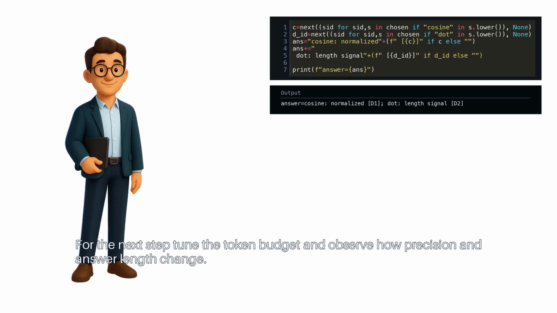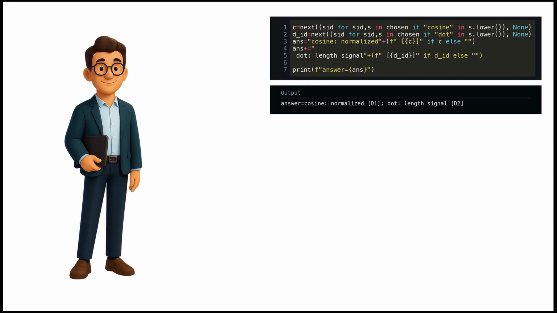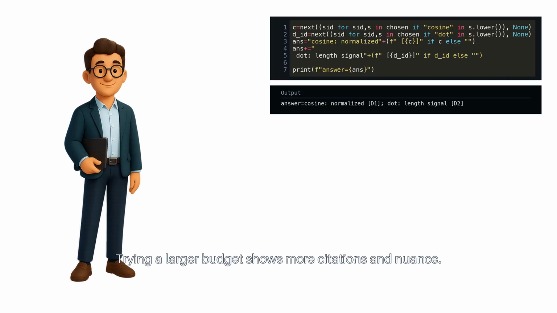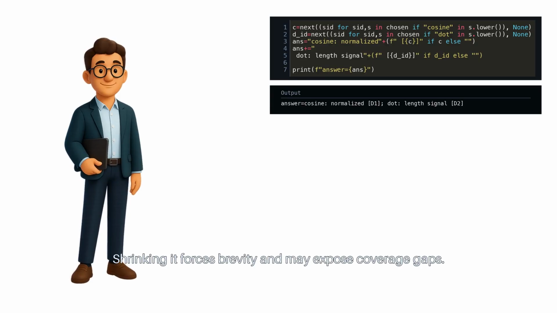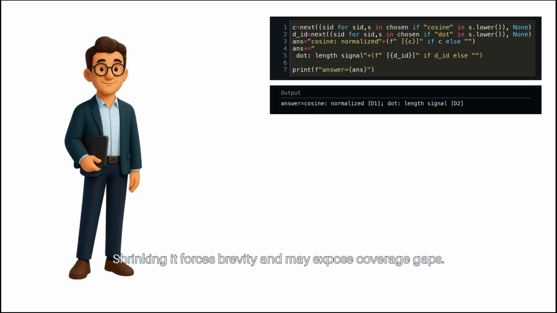For the next step, tune the token budget and observe how precision and answer length change. Trying a larger budget shows more citations and nuance. Shrinking it forces brevity and may expose coverage gaps.